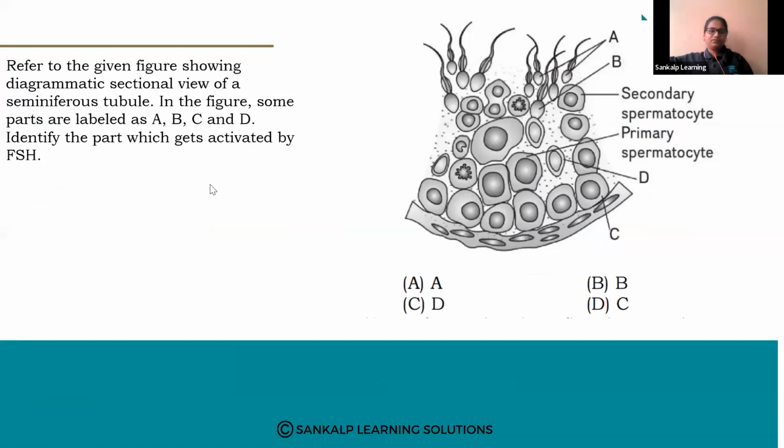Refer to the given figure showing a diagrammatical sectional view of a seminiferous tubule. In the figure, some parts are labeled as A, B, C, and D. Identify the part which gets activated by FSH, that is follicle stimulating hormone. They have given one figure. You have to label the parts A, B, C, D, but only labeling is not necessary here. You have to identify which part will be activated by follicle stimulating hormone. What is your response?